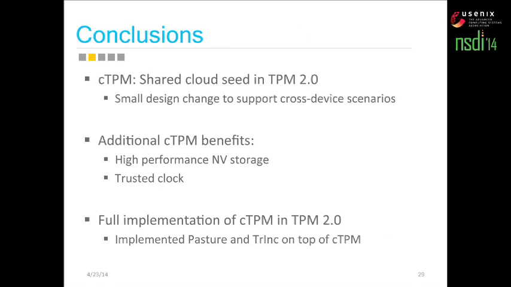To summarize, in this work, we present cTPM, which is essentially a TPM chip plus a random shared seed with the cloud. And we have demonstrated that this small change could support easy sharing of TPM-protected data for trusted applications. Further, this design change also enables 2 additional features. They are high-performance NV storage and trusted clock. Finally, we present a full implementation of cTPM based on the TPM 2.0 specification. We also re-implement Pasture and TrInc on top of cTPM and extend their functionalities.